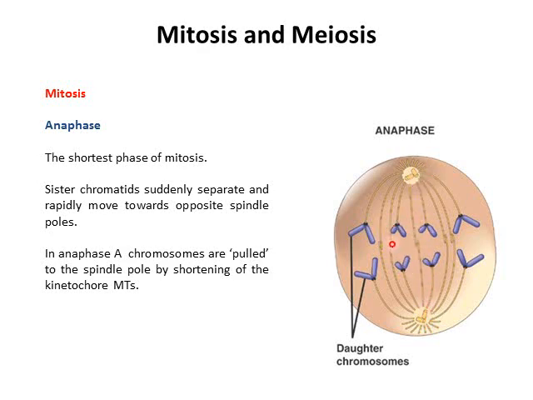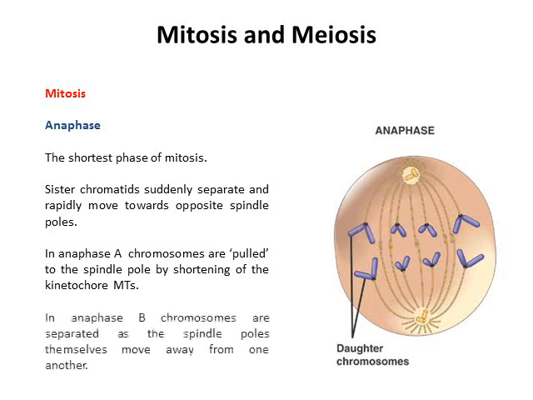The first stage of anaphase, anaphase A, chromosomes are pulled towards the mitotic spindle poles by shortening of the kinetochore microtubules, so these microtubules which are attached to the kinetochore region of the chromosome. And then in anaphase B, the chromosomes are separated further as the spindle poles themselves start to move away from one another. So it's kind of a two-step process, but it happens very rapidly, as you'll see in a video hopefully later on.